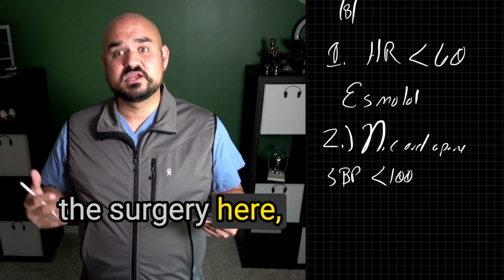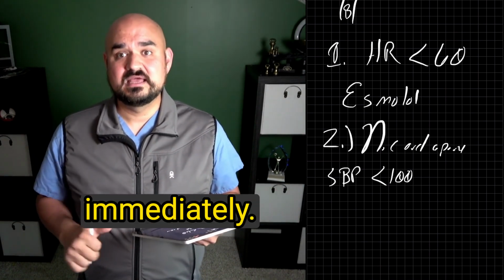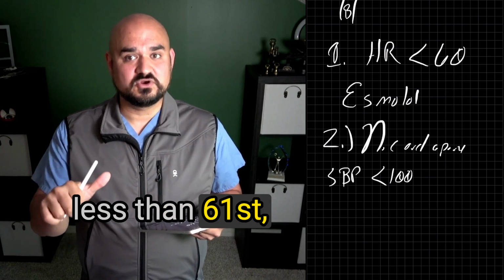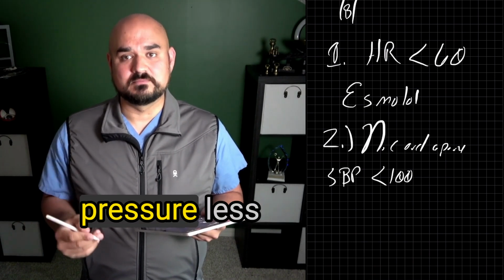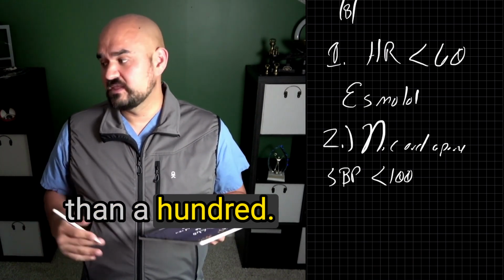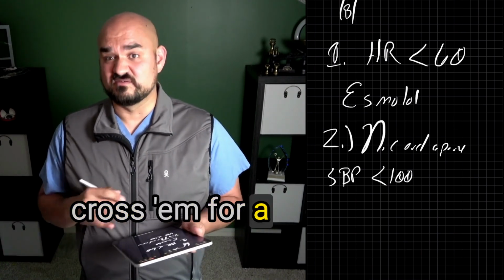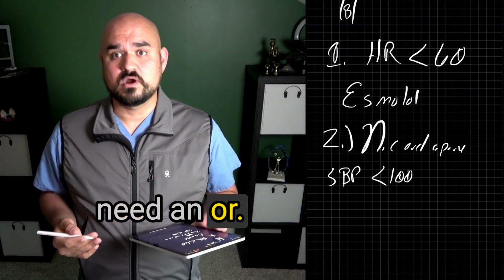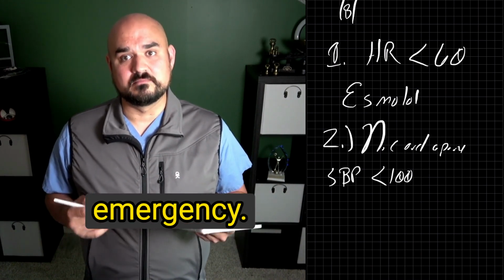If we can't do the surgery here, we need to get this patient out immediately, get their heart rate less than 60 first, and then get their systolic blood pressure less than 100. If we're keeping them here, type and cross them for a bunch of blood because they're probably going to need the OR, but this is a surgical emergency.